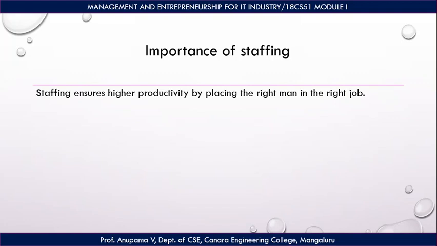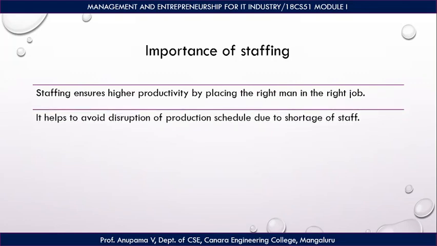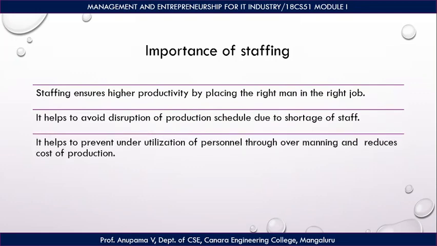They are: staffing ensures higher productivity by placing the right man in the right job. In staffing, the right person is recruited for the right job. Therefore, it leads to maximum productivity and higher performance. It helps to avoid disruption of production schedule due to shortage of staff. It helps to prevent underutilization of personnel through overmanning and reduces the cost of production.